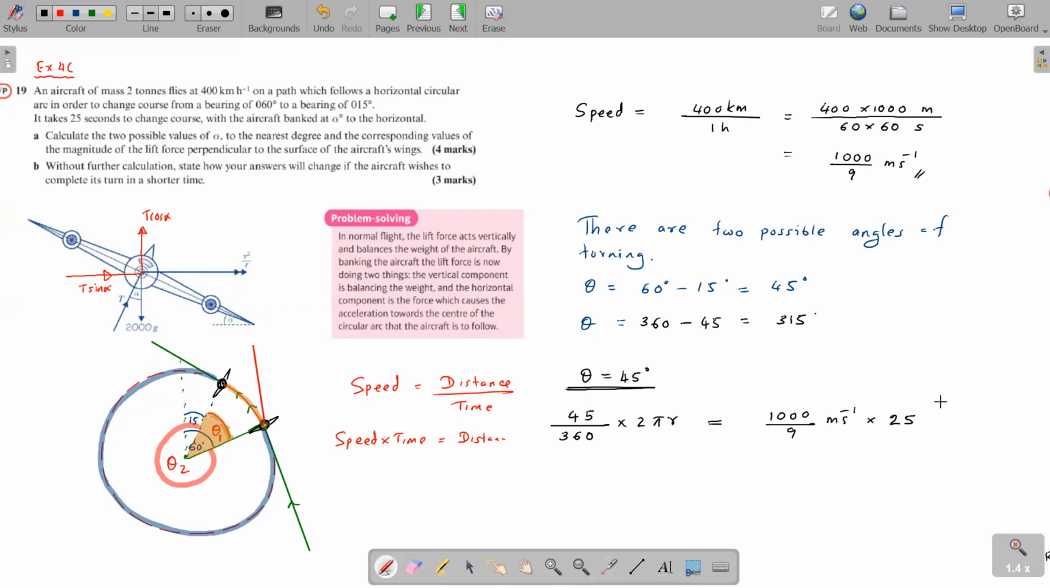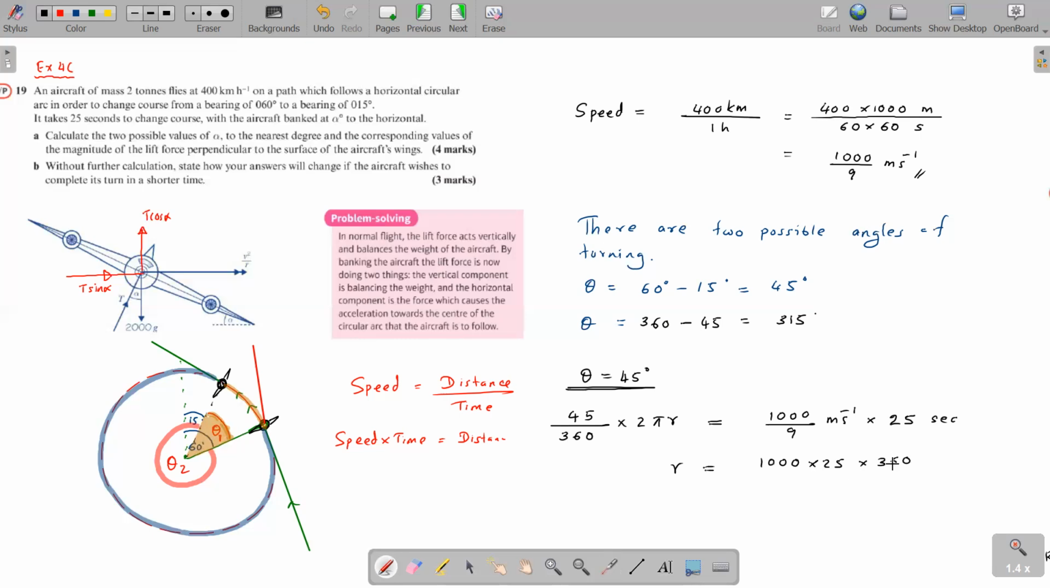So we have 25 seconds here, and you can see the units match, and we have an answer in meters. I hope you understand that both sides of the equation give you a distance. So this gives you the length of the circular path, in other words, the distance the plane is traveling in the circular path. This is what I have over here. From this equation, you can now calculate the radius. Let's get the value of the radius. 1000 into 25, the 360 goes up.